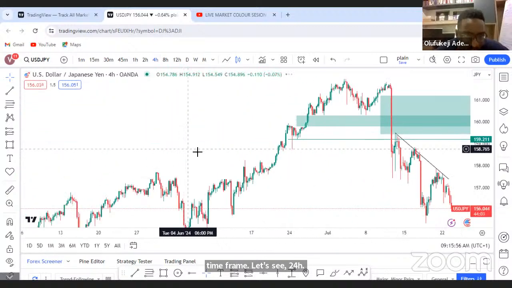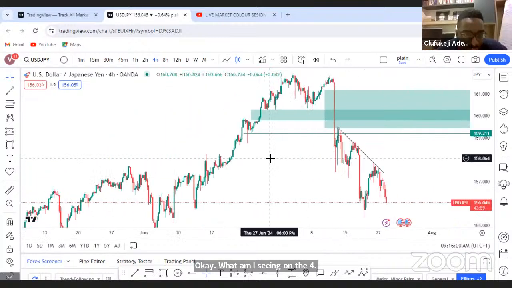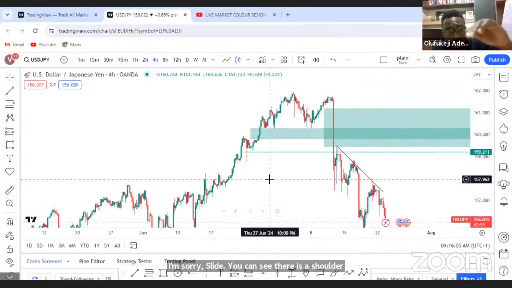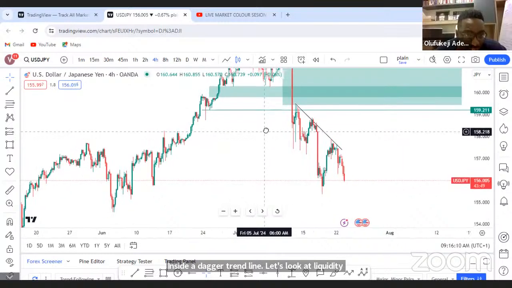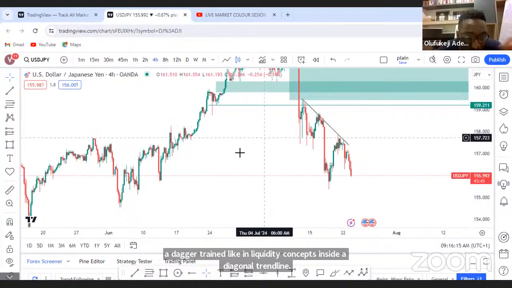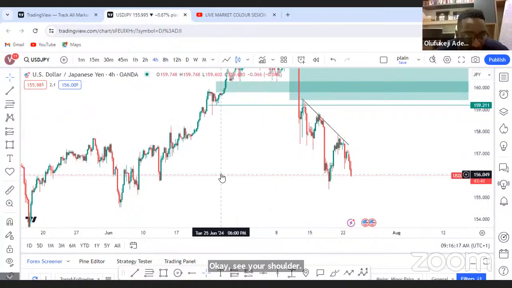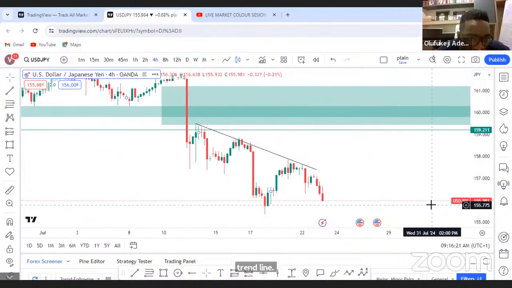Okay, what am I seeing on the 4-hour? Okay, zoom in. You can see there's a shoulder inside that diagonal trend line. Let's look at the liquidity concepts inside that diagonal trend line. Zoom into that diagonal trend line. Everything happening in that diagonal trend line. Exactly. All right, so what do we see there?